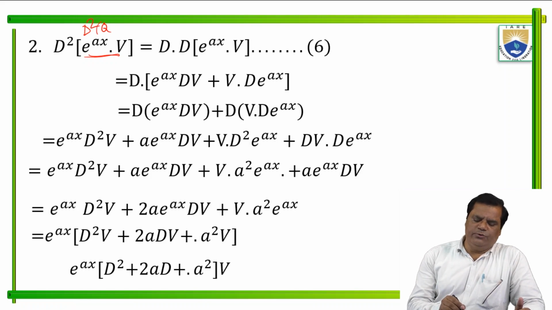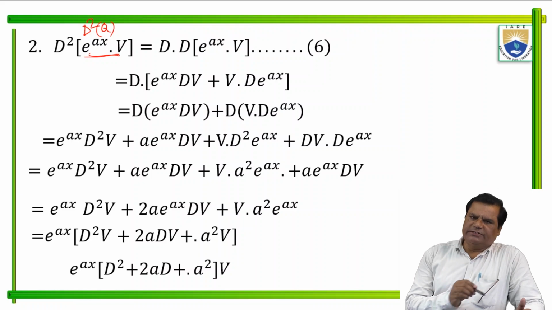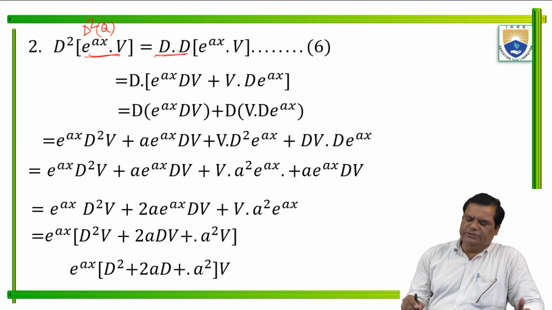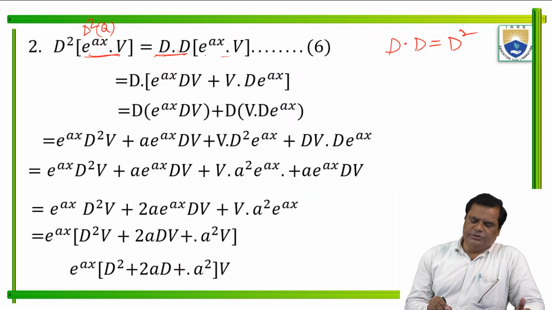What happens when we differentiate q two times? So q is e to the power ax into v, and D square is the second time derivative of this function. So we write D square as D into D. D into D means D square. So I am breaking D square into D into D. This is q, e to the power ax into v.